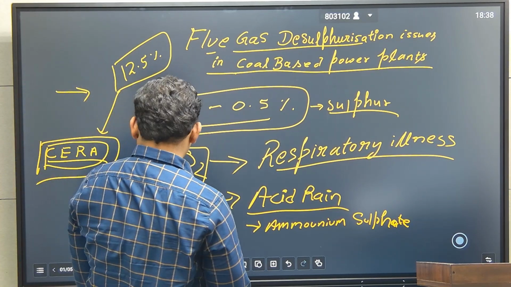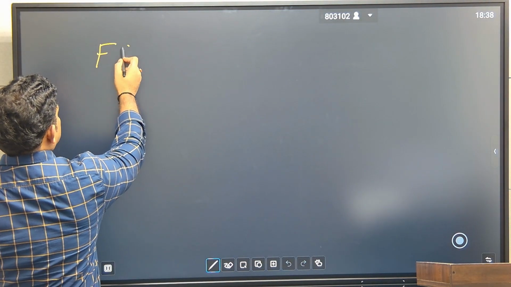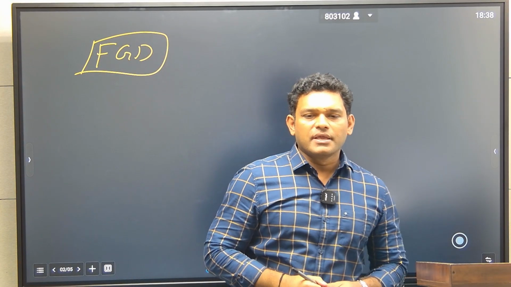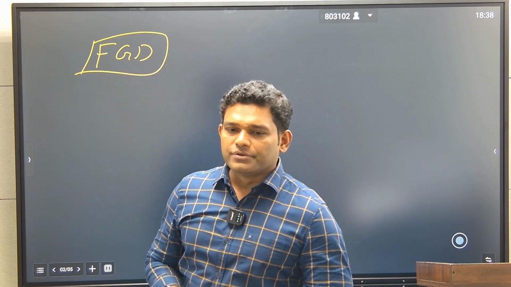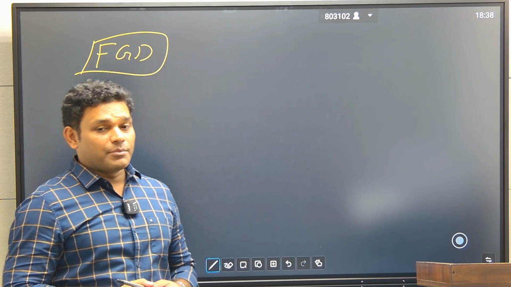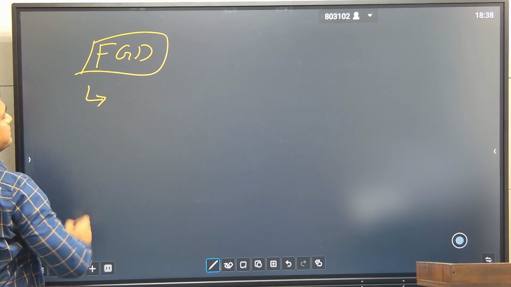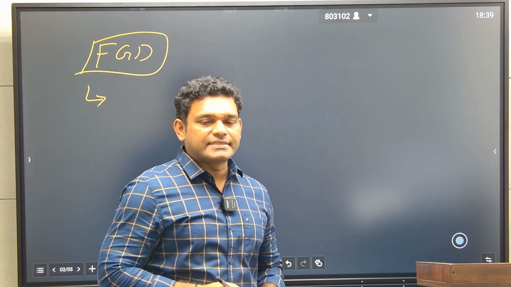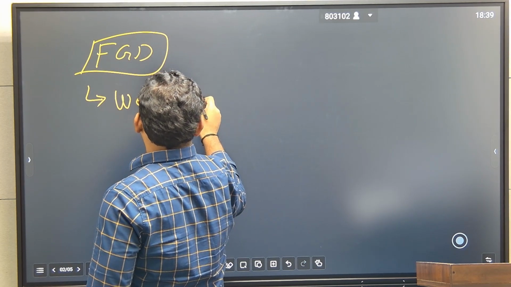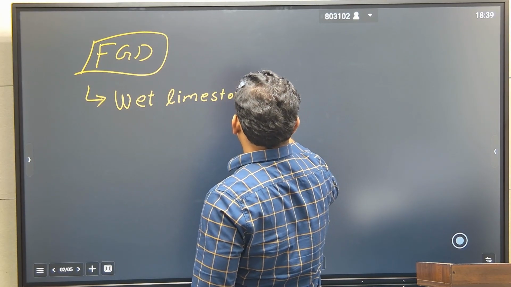So let's come to the FGD systems. What are they? There are different types of FGD systems employed across the industry to reduce sulfur dioxide emissions, to cut them down to a harmless extent. In these flue gas desulphurisation plants, India uses the most common type, that is the wet limestone FGD.